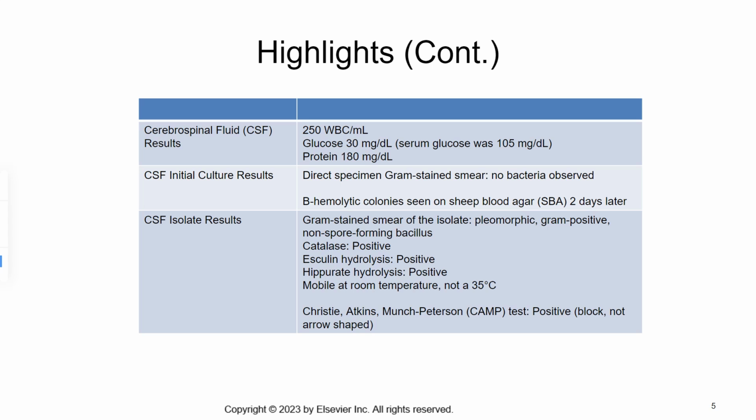Two days later, CSF isolate results: gram stain smear of the isolate shows pleomorphic gram-positive non-spore forming bacillus, catalase positive, esculin positive, hippurate positive, motile at room temperature but not at 35 degrees Celsius. CAMP test, Christie, Atkins, Munch-Petersen: CAMP test positive, block, but not arrow-shaped.